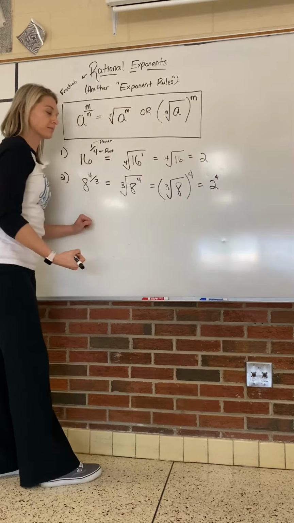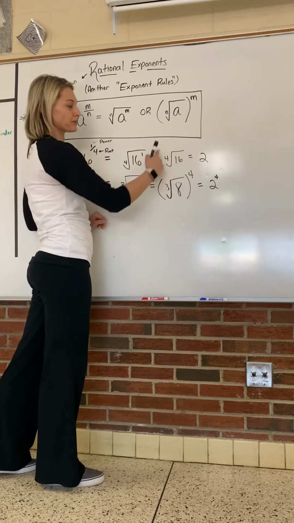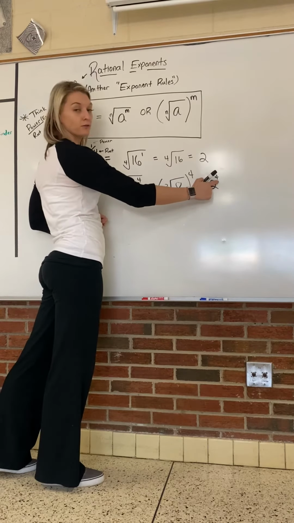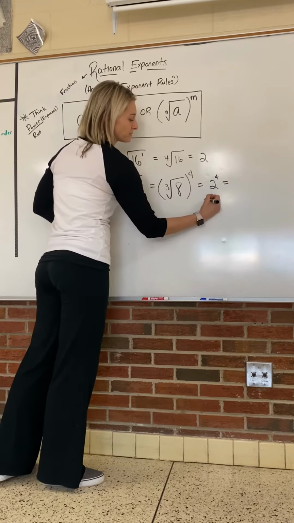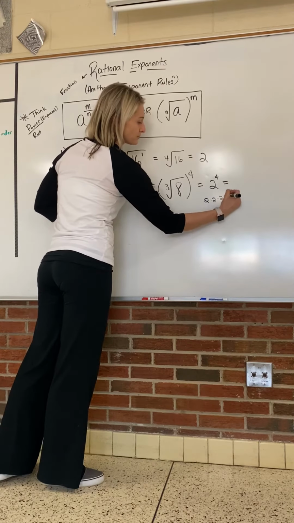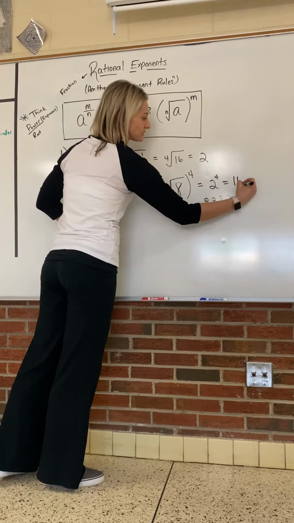So it'd be 2, that's what you get for this part, and then it'd be 2 to the 4th. And we actually kind of did that problem when we were thinking through this. 2 times itself 4 times. That would be 2 times 2 times 2 times 2. That would be 16.